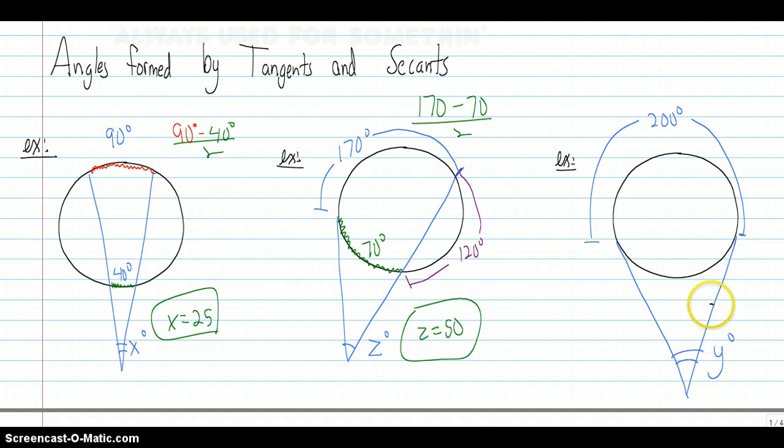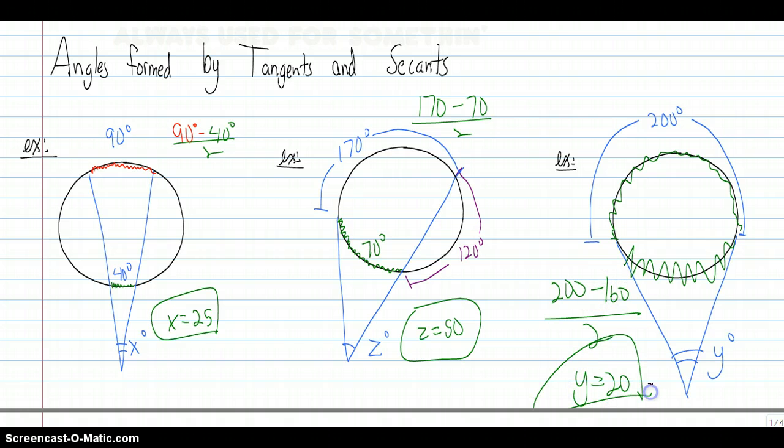This time we have two intersecting tangents. Once again, it's going to be the big arc angle, in this case that's 200, minus the small arc angle. So to find the small one, I'm going to take 360 minus that 200, which will leave us with 160. We take that difference and divide it by 2, so that means that in this case y is going to be equal to 20. Whenever the angle formed by the intersecting lines is outside the circle, we take the big arc minus the small intercepted arc and divide it by 2.